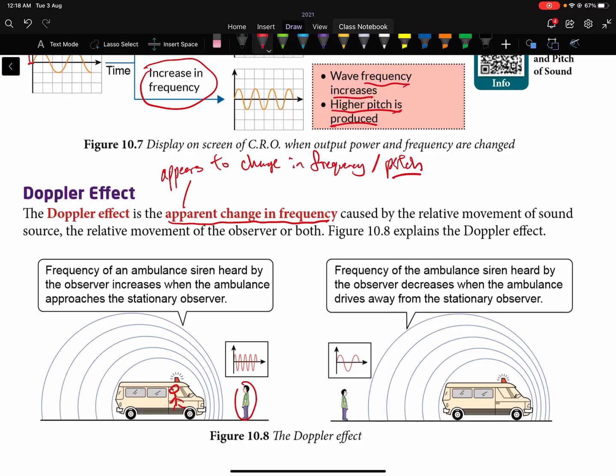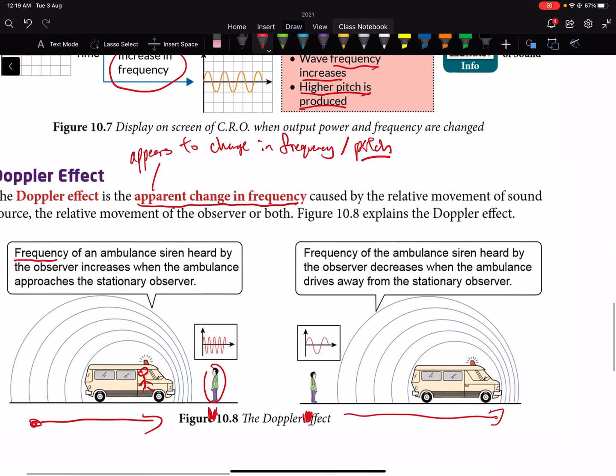So for example, the frequency of the ambulance siren heard by the observer over here, who is stationary, he doesn't move, increases when the ambulance approaches the observer. And the frequency of the ambulance siren heard by the observer, who is also stationary, decreases when the ambulance drives away from the observer. So, why is this? But can you even picture it?